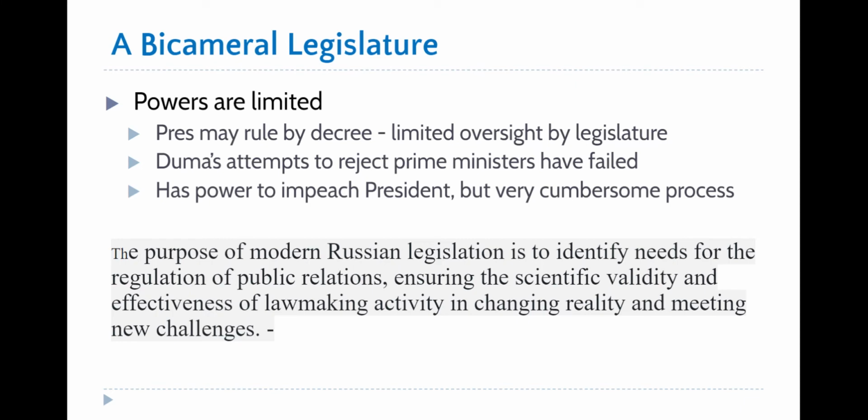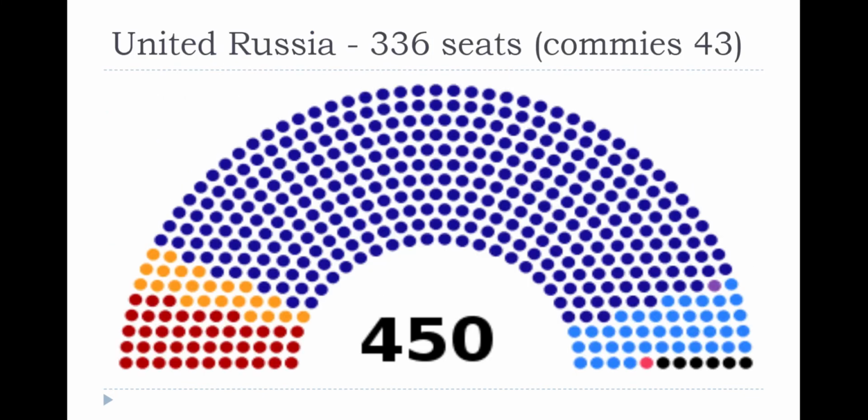And this quote came from the website of the Duma. I thought that was kind of interesting. "The purpose of modern Russian legislation is to identify needs for the regulation of public relations, ensuring the scientific validity and effectiveness of lawmaking activity in changing reality and meeting new challenges." So I thought that was, especially the changing reality part, interesting.